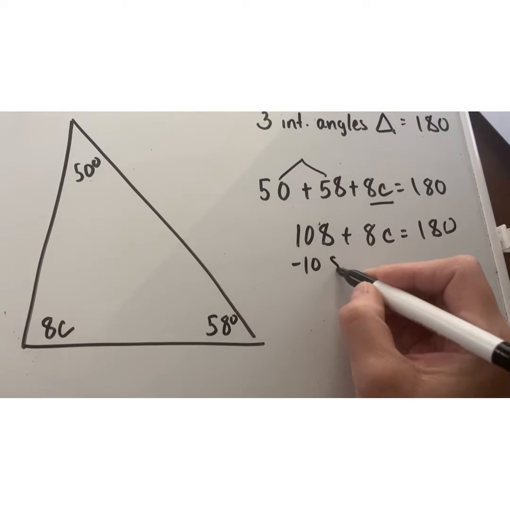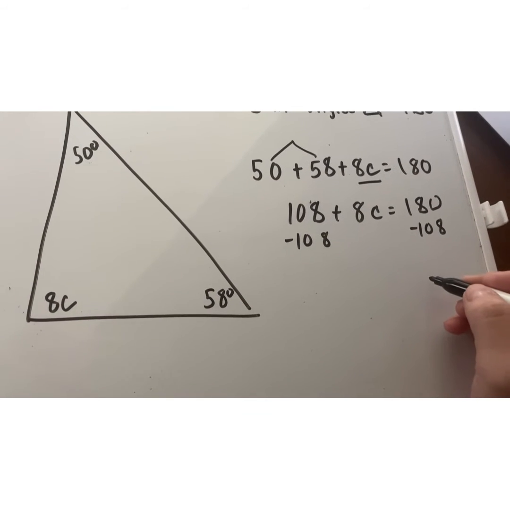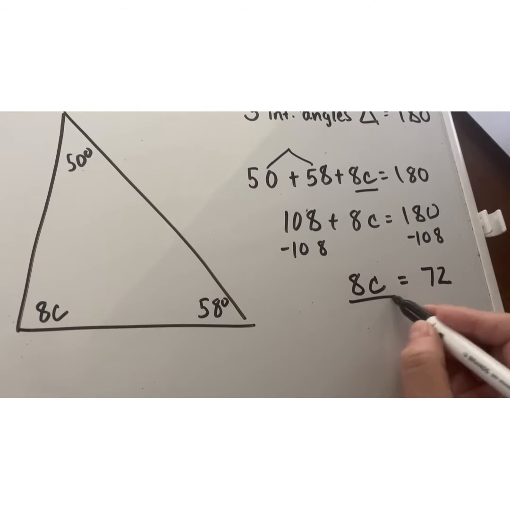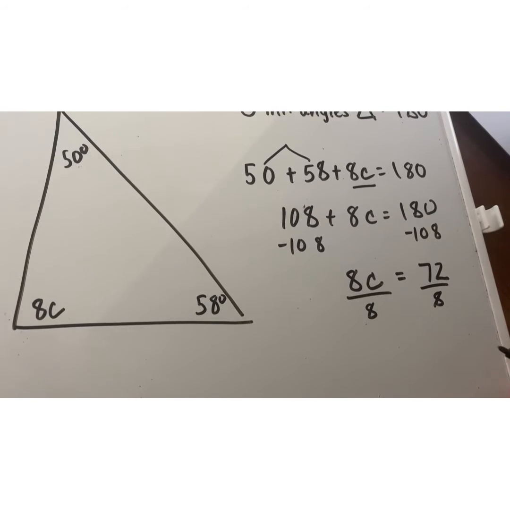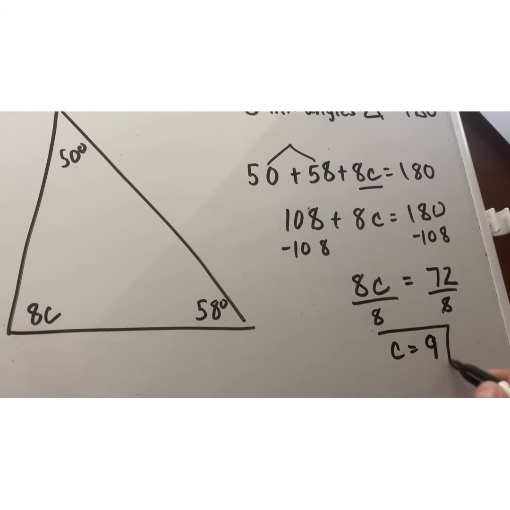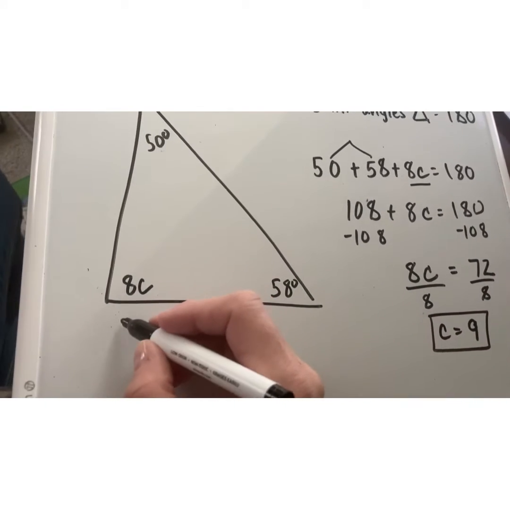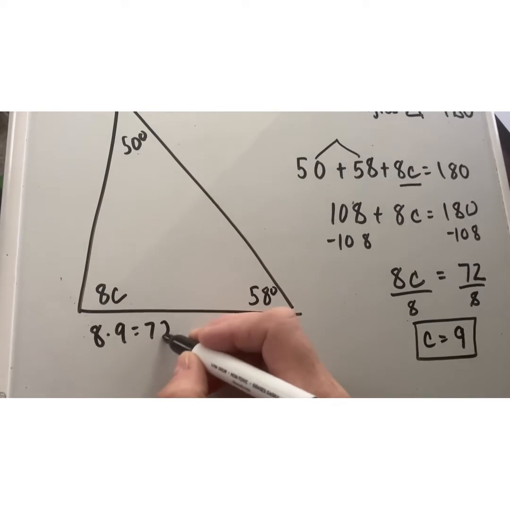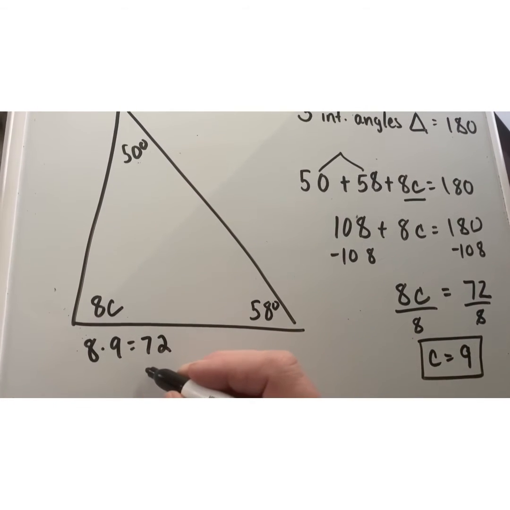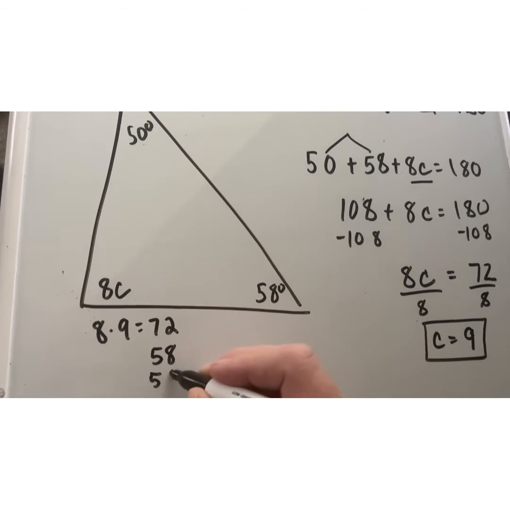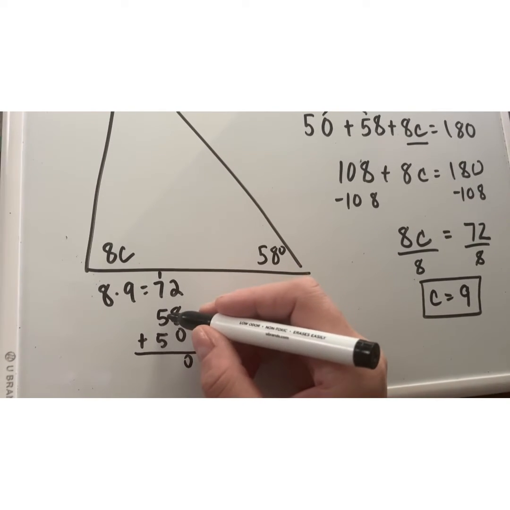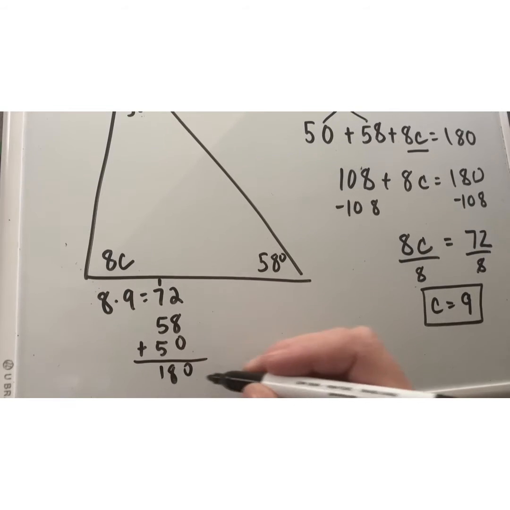I'm going to subtract 108 from both sides. I'm going to get 72 equals 8C. And now I'm going to divide both sides by 8. C equals 9. In order to make sure that's right, I can multiply that back out. 8 times 9 equals 72. And add up these three angles, 72 plus 58 plus 50, to make sure they equal 180. 8 plus 2 is 10, put down the 0, carry the 1. 5 plus 5 is 10, 7 plus 1 is 8, 180 degrees.